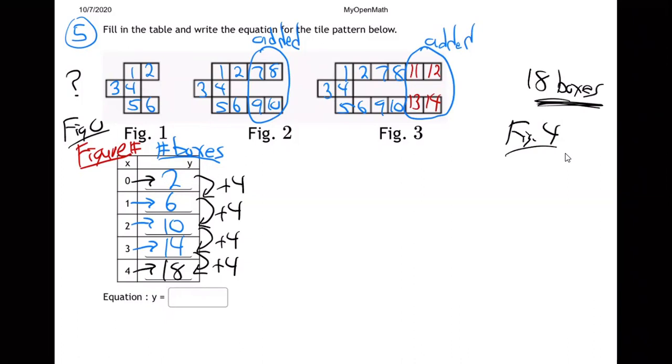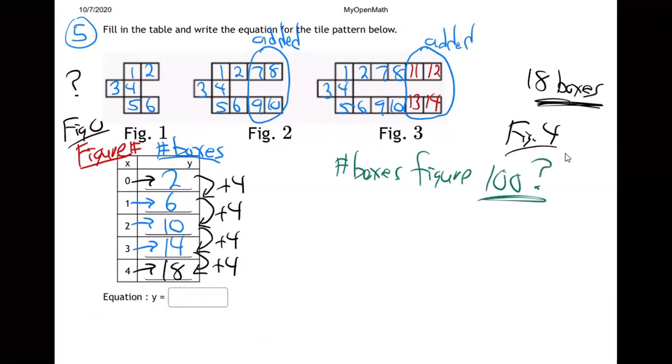So now that's really old stuff. Now comes the new part, the extra challenging part. How do we find the equation? Kind of like what just happened on the last problem. How do we find the equation that connects it, which would allow us to jump way down the line? Like if somebody suddenly asked us, what's the number of boxes in figure 100?